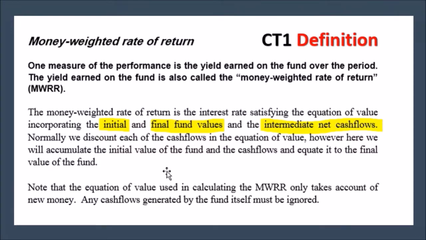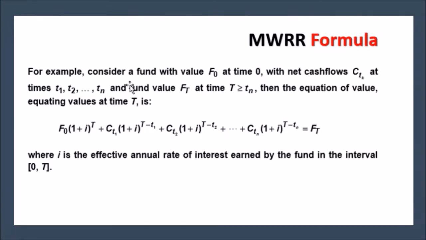So you're given it at time 0. This is the cash you will use. You won't find the time value, hence it's called the money weighted, not the time weighted. Note that the equation of value used in calculating MWR only takes account of new money. Very important as well: we're not interested in money coming from dividends or interest or even from shares. This is straight up new money, such as pension scheme money, benefits, money coming in from another company, this kind of stuff. Of course, any cash flow generated by the fund itself must be ignored, hence what I just said.